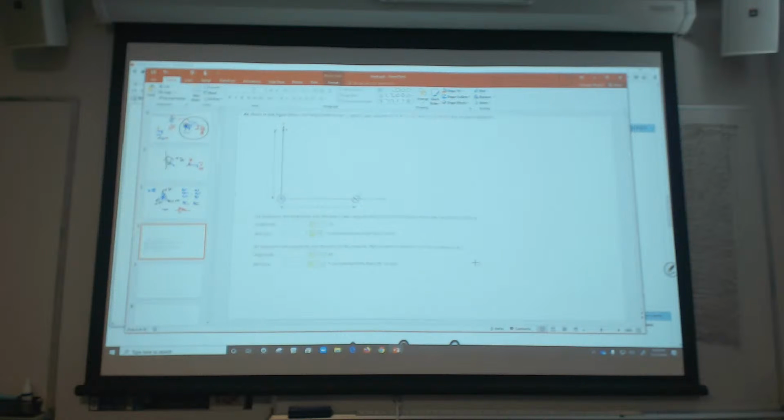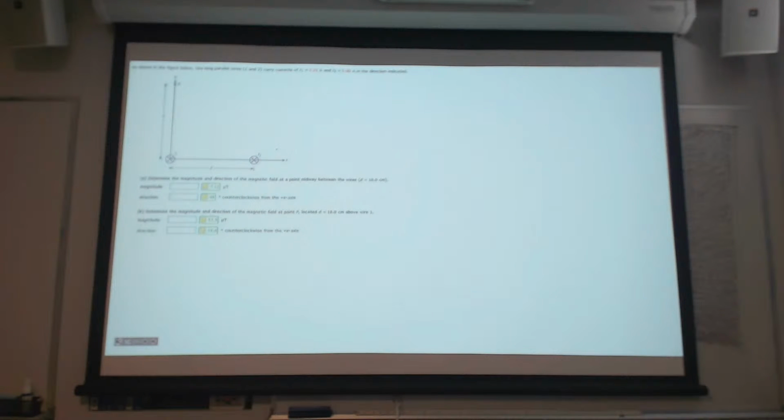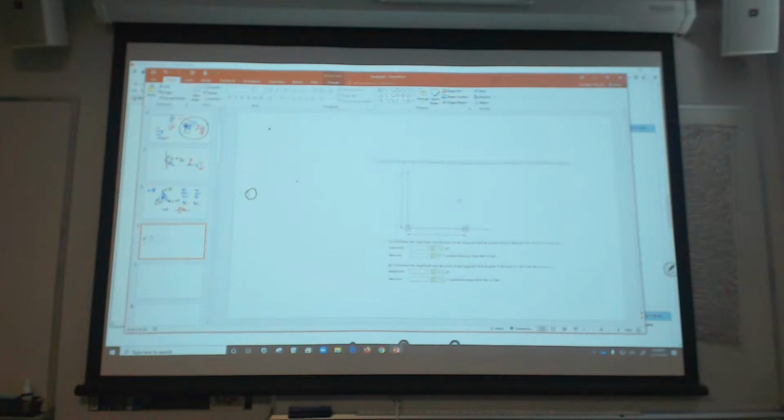And we need to calculate, I guess, the net magnetic field. So at first you need to calculate the magnetic field in the middle, and you did that. So now you need to calculate the magnetic field at a different point. Well, okay, actually I need to shift it this way.